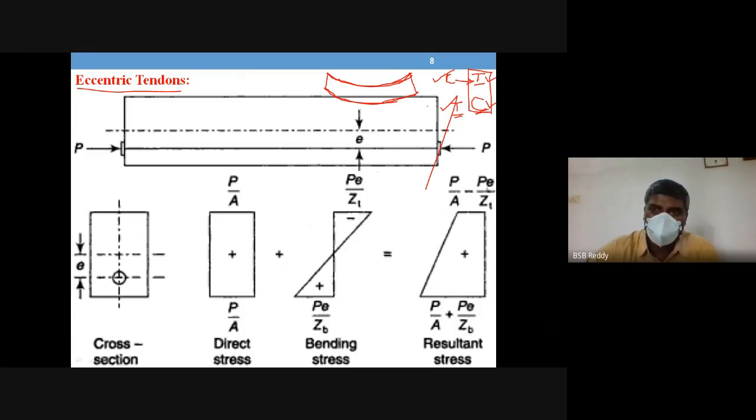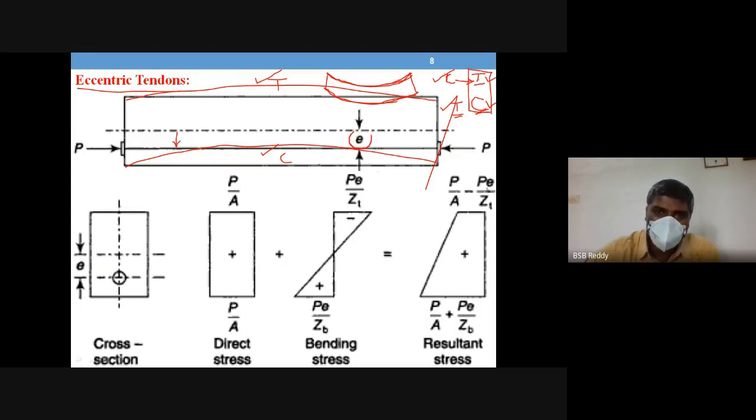To induce such stresses, you need to move the tendon below the CG. The pre-stressing force available in the tendon will then try to bend the concrete beam in this manner, which means bottom compression and top tension are induced. This is what we want, right? That is why the tendon is provided below the CG line. Got it? That is the reason the tendon will be below the CG line.